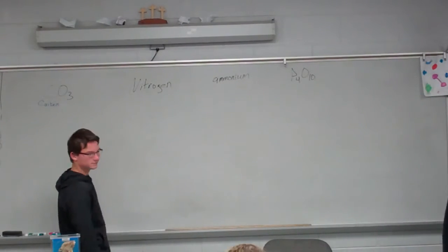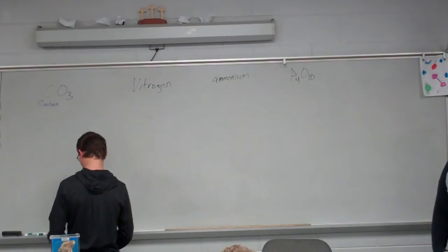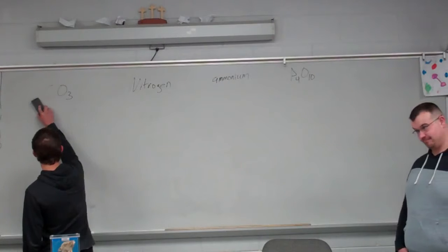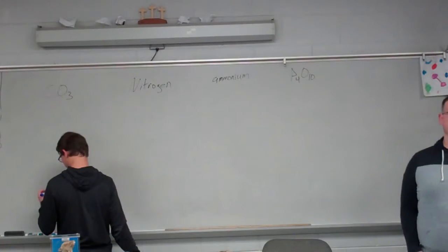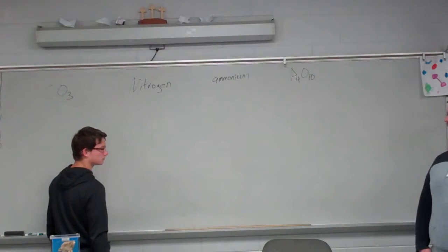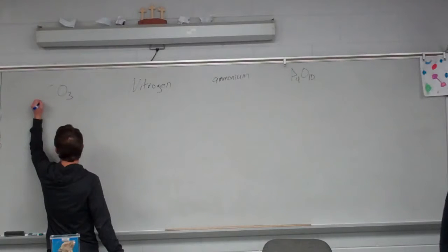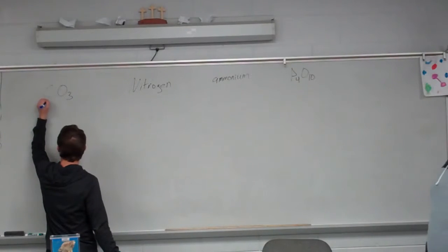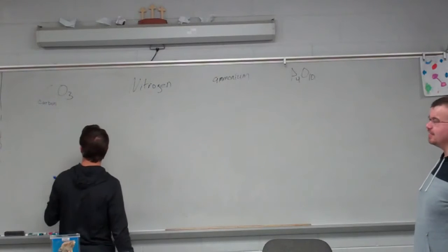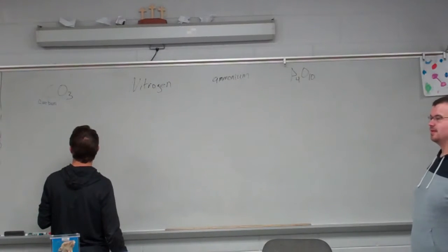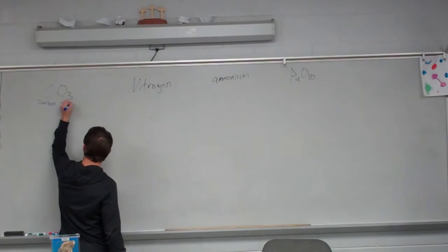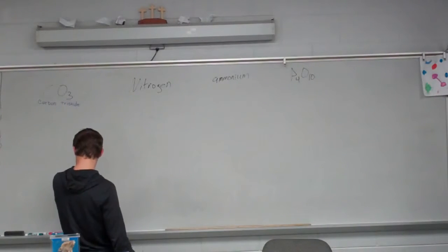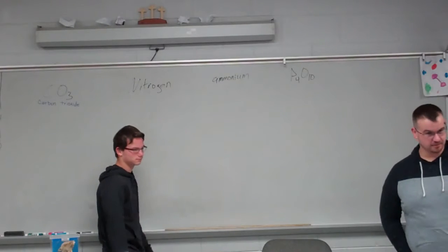How do we name it? What type of bond is it? Covalent. So we use covalent rules. What's the first part? First name of the element? Carbon. Then the second one is probably what? Trioxide. It's always good to start with a trick. How y'all feel with carbon trioxide?